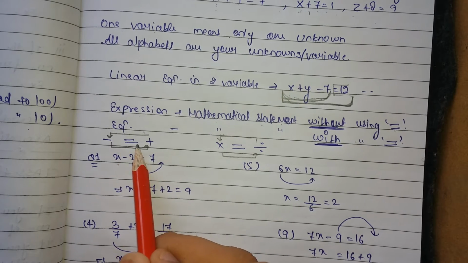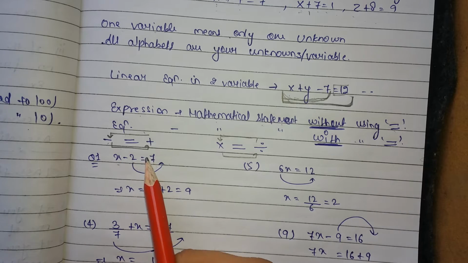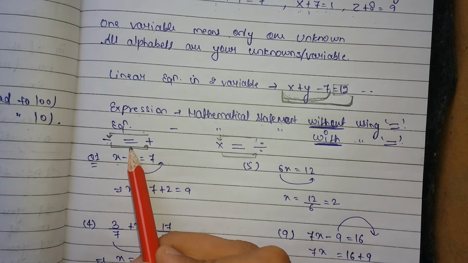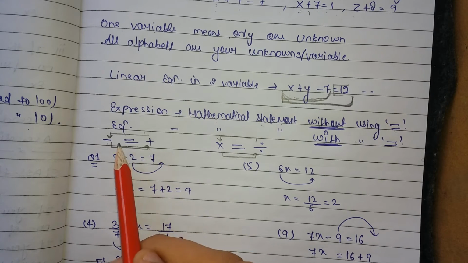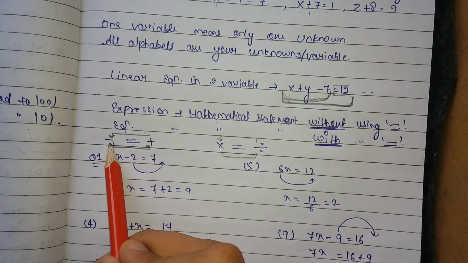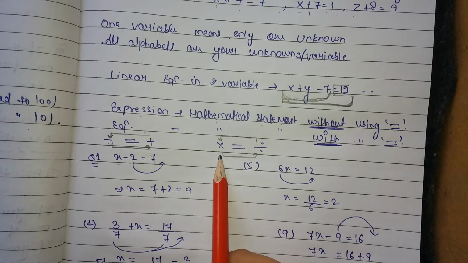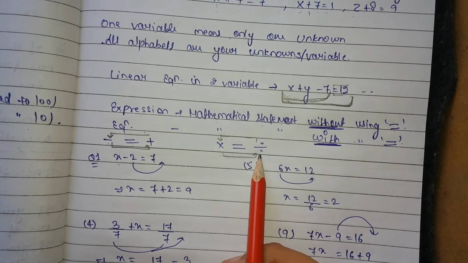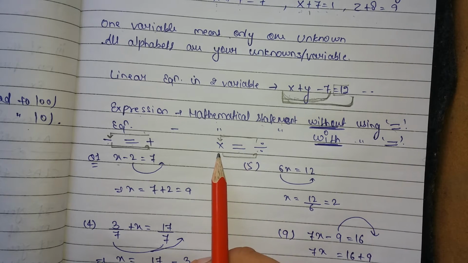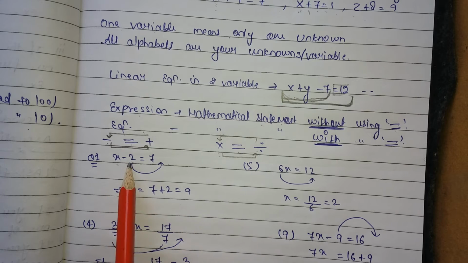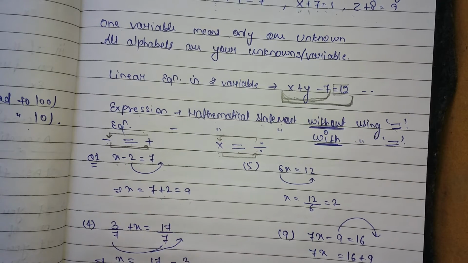These are your sign conventions. When a minus sign crosses the sign of equals to, it becomes plus, and if a plus sign crosses equals to, it becomes negative. Same is the case with multiplication and division. When multiplication crosses the equals to sign, it becomes division, and when division crosses the equals to sign, it becomes multiplication. So here negative will become positive, 2 will come here, 7 plus 2 is 9.